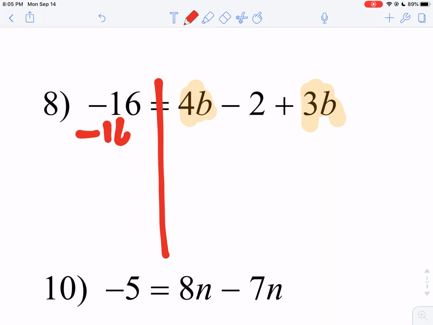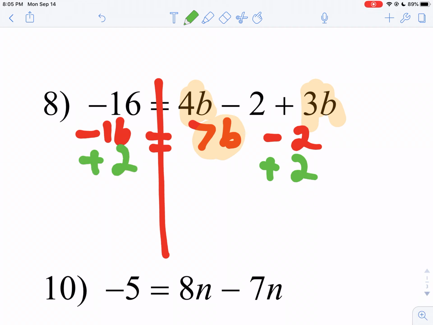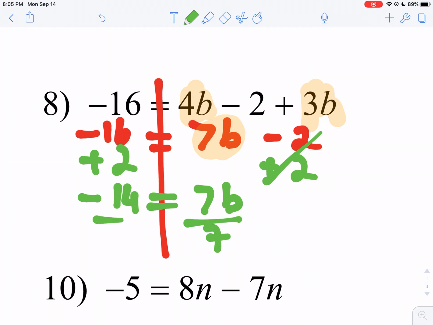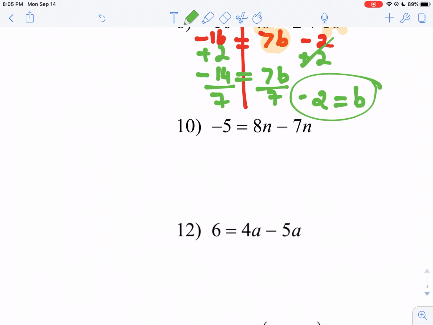So you have a -16 equal to 4b plus 3b is 7b minus a 2, and then you want the 7b to be by itself, so undo that -2 by adding a +2 to both sides. Always do the same thing to both sides of your equation. That's going to be a 0, so you get your 7b by itself, and you have -16 plus a 2, that's going to be a -14. Dividing both sides by a 7 is going to give you a -2 for the answer, okay? -2 for the answer, and again, check the back of the book before you box your answer.